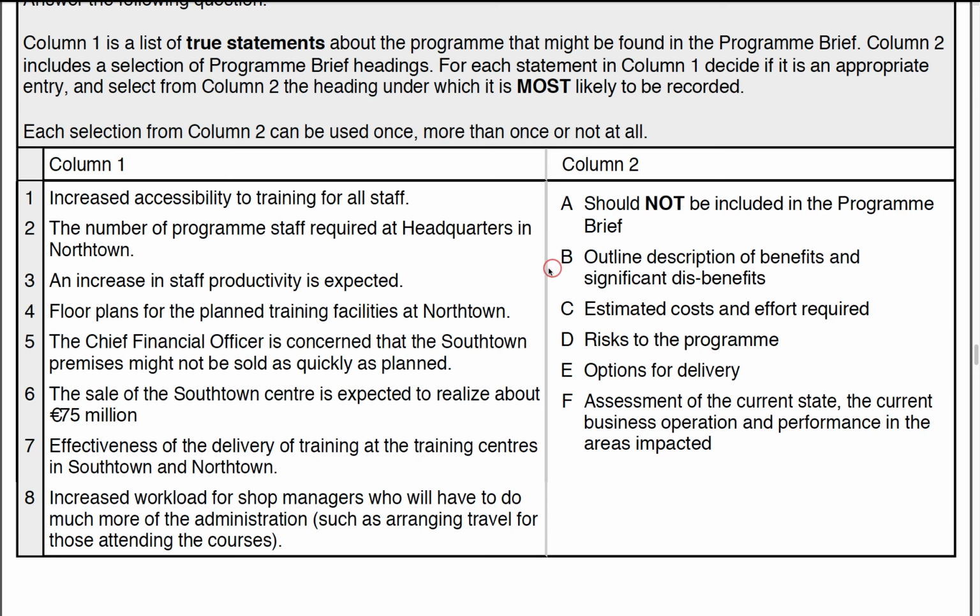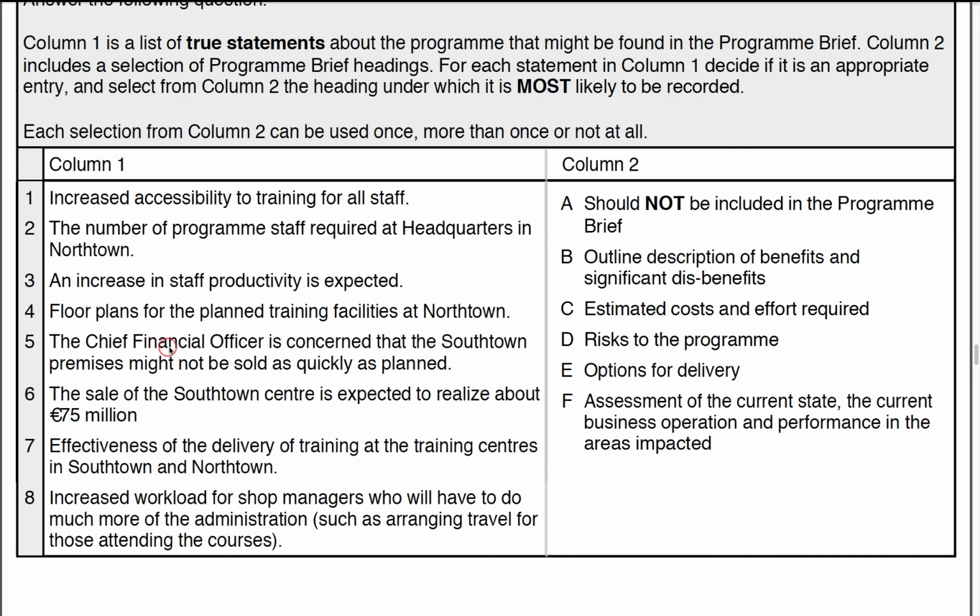Right. 4. Floor plans for the planned training facilities in Northtown. Well, floor plans, all this information is part of the blueprint. Right? And we don't do the blueprint in this particular process. So that is not true. This is not going to be included in the program brief. Therefore, we would use the letter A. The projects we're working on the business vision, the blueprint vision a bit less. Sorry, the blueprint later in the program.